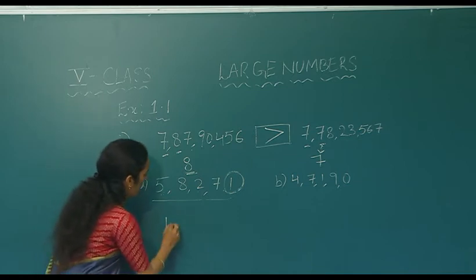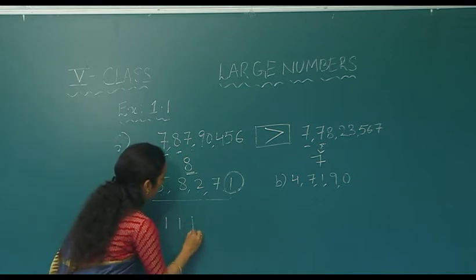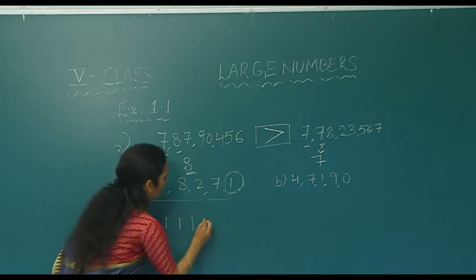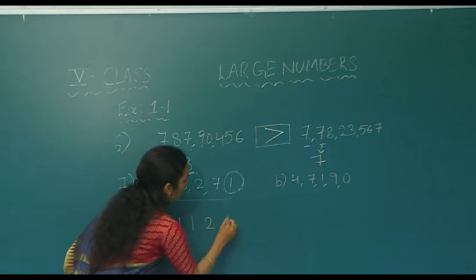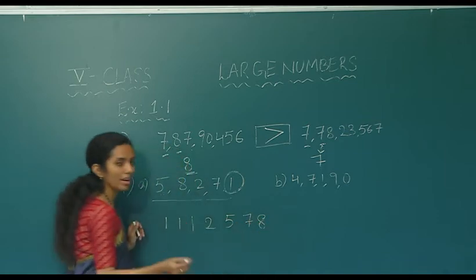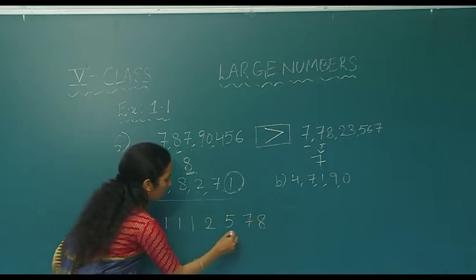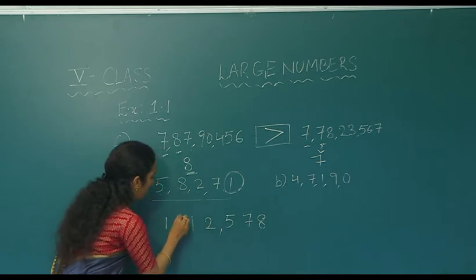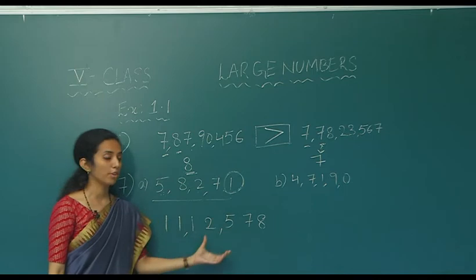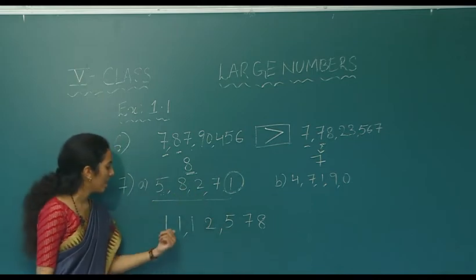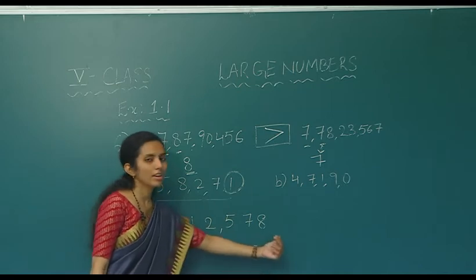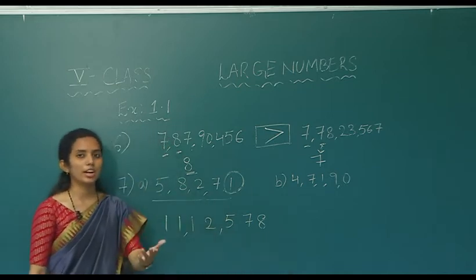That is 1, 1, 1, and next we write in ascending order. So, 2, 5, 7 and 8, and let us put the commas. So, what is the number we got? The smallest number that we got from the given digits is 11,12,578. You can check.